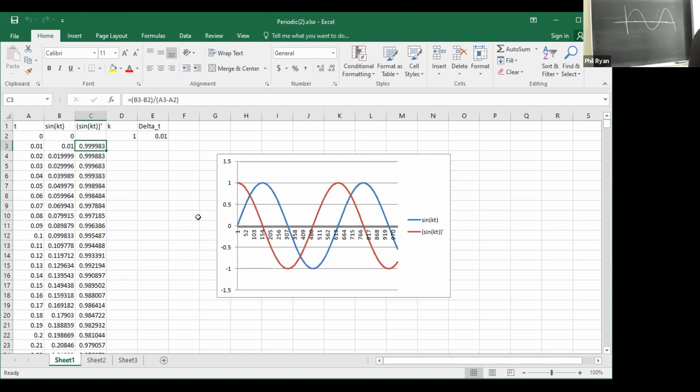Okay, so here the blue is sine and the red is the derivative, and it certainly looks pretty cos-like. Okay, so two things. Firstly, it is cosine. Secondly, if you remember your trig, you have to worry about what you measure angles in.